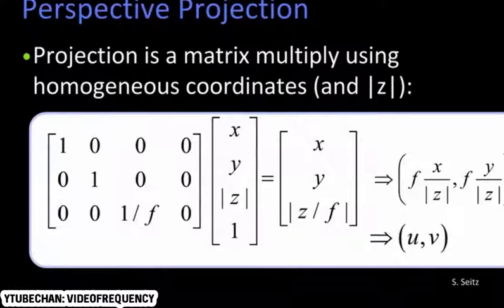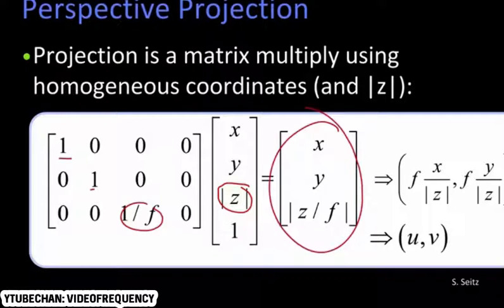So here I've written 1, 1, and here we've got 1 over f. And by the way, just to make life easier, I'm using the absolute value of z, so we don't have to worry about z being positive or negative. So when I do the multiplication, I get this homogeneous coordinate, and when I want to normalize and go to non-homogeneous, I get the uv by dividing it out. But in all of this discussion about projection, we have the notion of a camera's coordinate system.